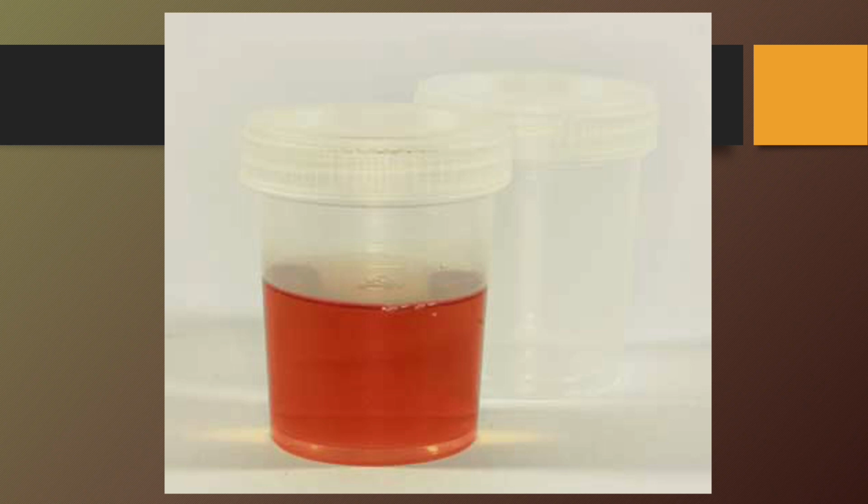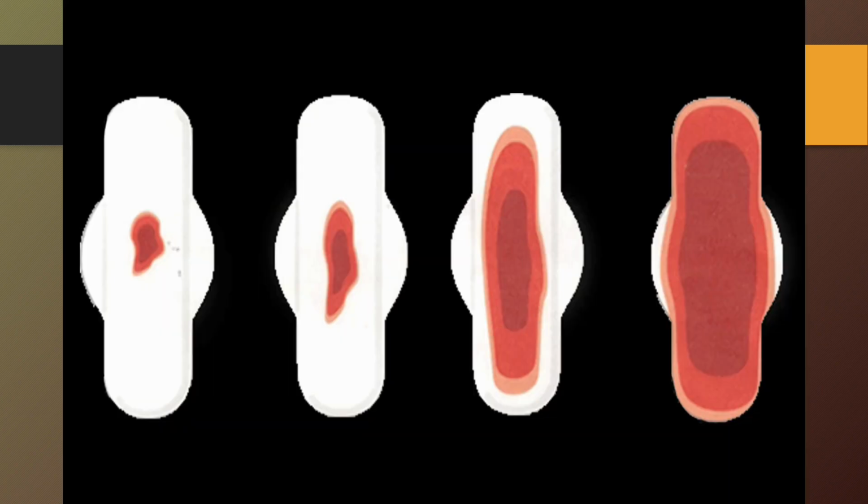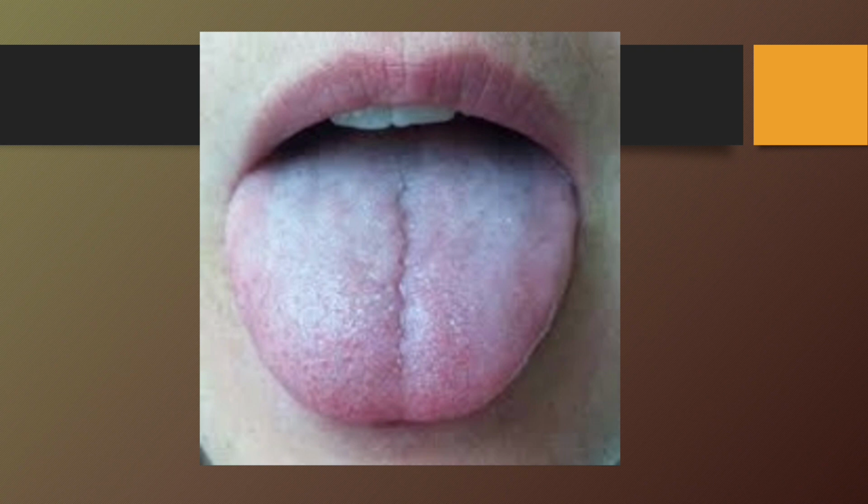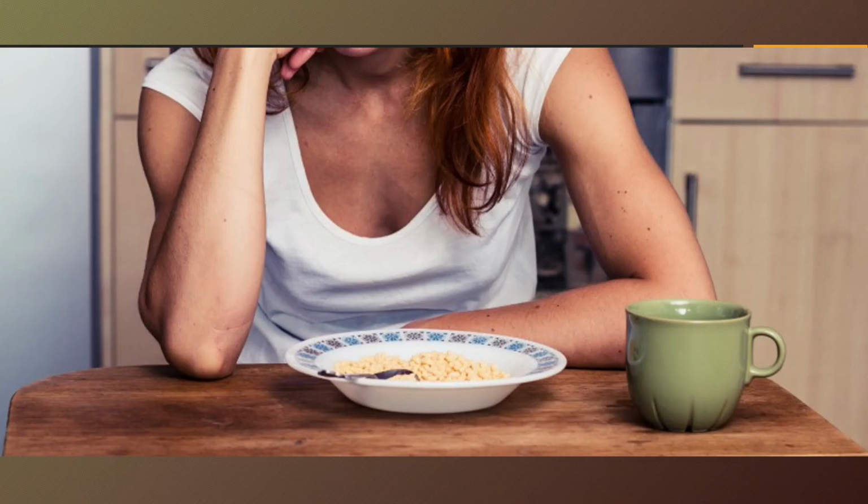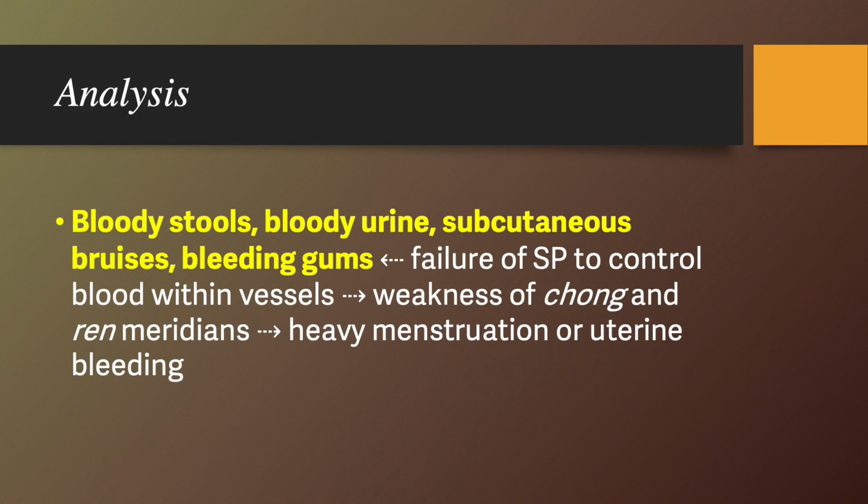Clinical manifestations: bloody stools, bloody urine, subcutaneous bruises, bleeding gums, heavy menstruation, uterine bleeding, pale tongue with a white coating and a thready weak pulse. Dizziness, mental fatigue, lassitude, reluctance to talk, poor appetite, loose stools, and a lusterless complexion may also be present. Failure of the spleen to control blood within the vessels may cause bloody stools, bloody urine, subcutaneous bruises, and bleeding gums.